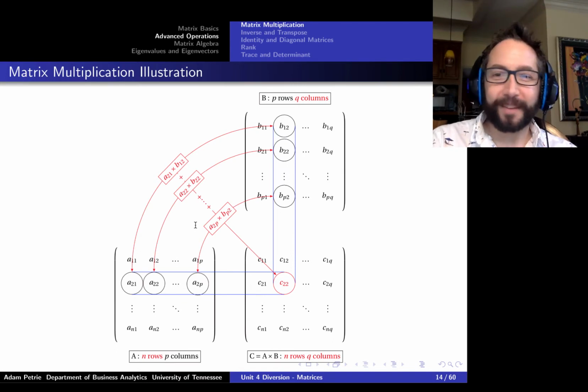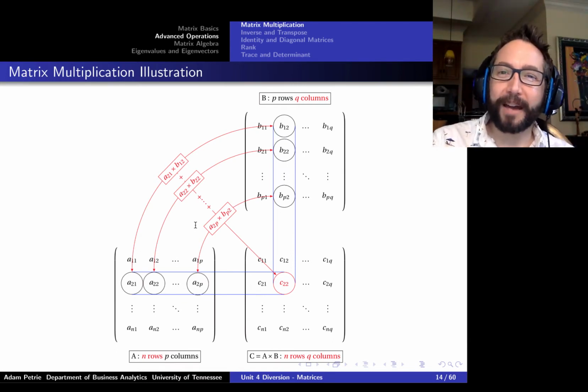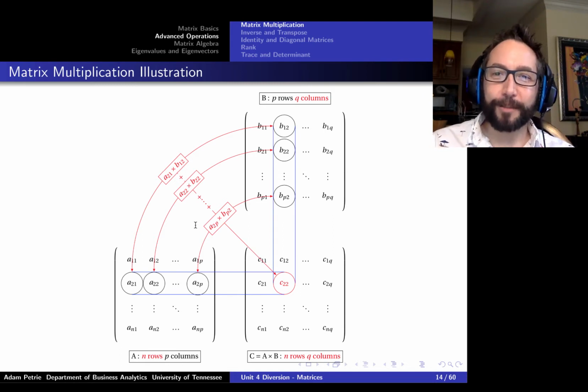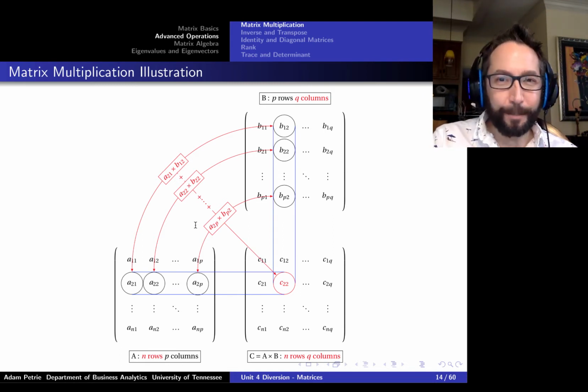So there are some useful diagrams that I found online for schematically showing how that matrix multiplication proceeds. I'm going to put in a quick little animation of how I remember how to do it here.